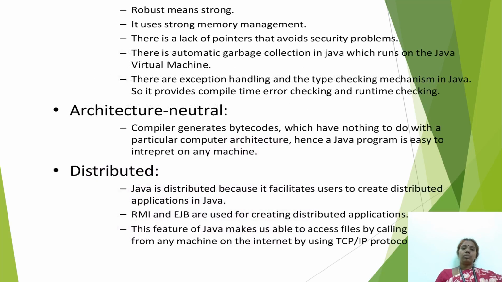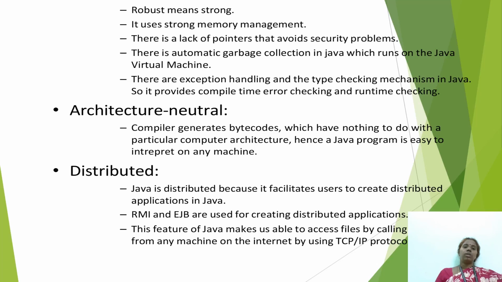Next we are going to see the next feature, robust. What does robust mean? Robust means strong. It uses strong memory management. There is a lack of pointers, which avoids security problems. There is automatic garbage collection in Java, which runs on the Java Virtual Machine. There are exception handling and a type checking mechanism in Java. So it provides compile time error checking and runtime checking.